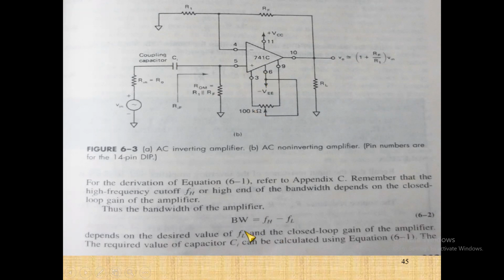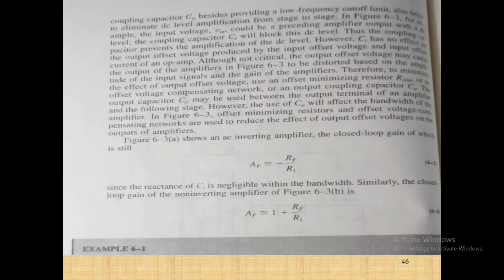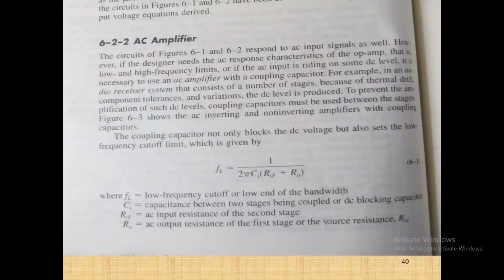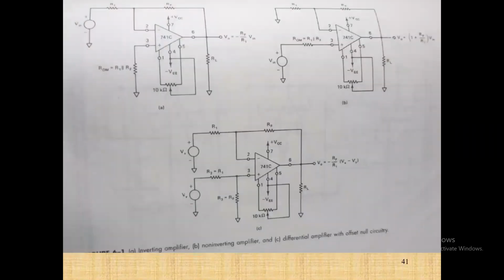So bandwidth can always be found as FH minus FL for the circuit here. The high frequency cutoff FH, or high end of the bandwidth, depends on the closed loop gain of the op-amp. And from this, the overall bandwidth BW is equal to FH minus FL can be calculated. So gain for the inverting amplifier we know, gain for the non-inverting amplifier also we know, and using all this, the values of the capacitance and all that, we can try to find out the bandwidth and such different issues.